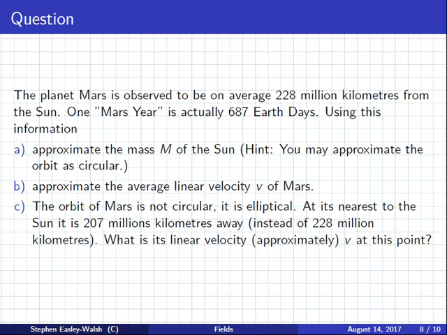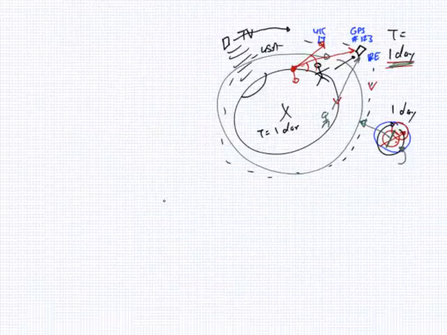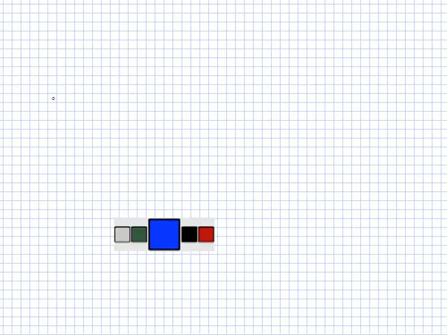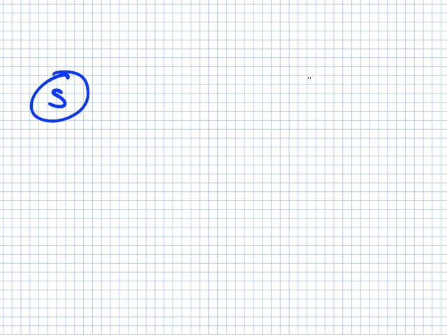The planet Mars is observed to be on average 228 million kilometers from the Sun. So, here is the Sun, here is Mars.